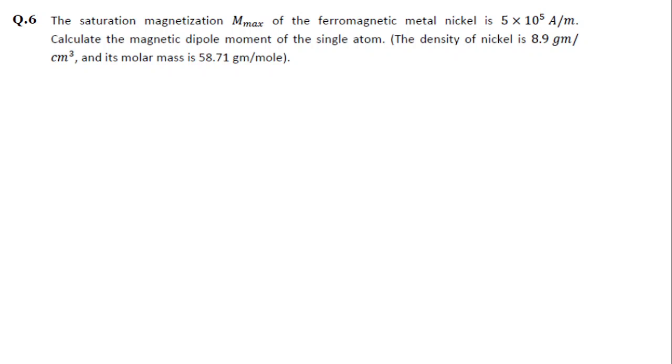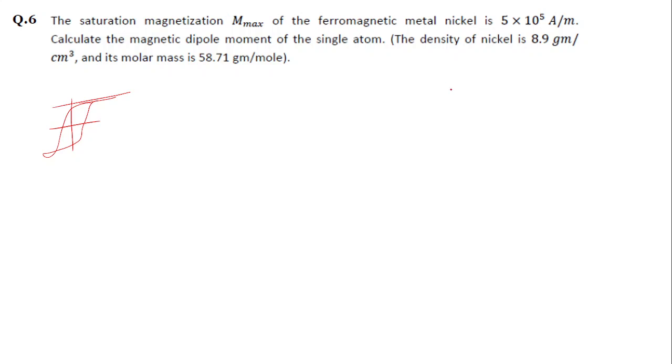The saturation magnetization of the ferromagnetic metal nickel. This nickel is a ferromagnetic metal, and its saturation magnetization means, I had told you in the ferromagnetic materials graph, right? It is the maximum magnetization that a material can show, because at that point all the magnetic moments get aligned. No randomization is there. So saturation magnetization means the maximum magnetization that can be reached.